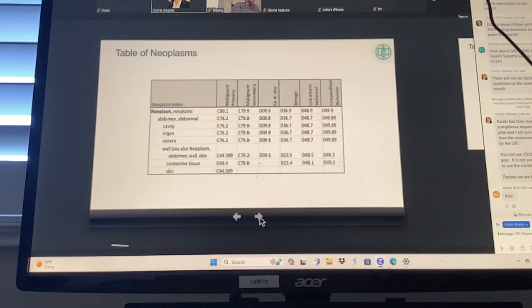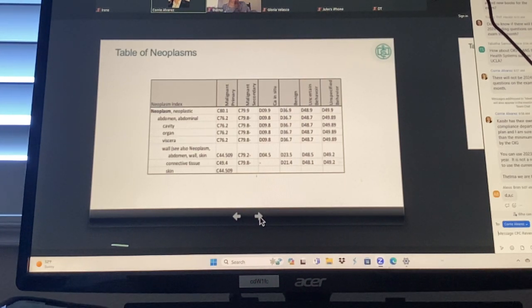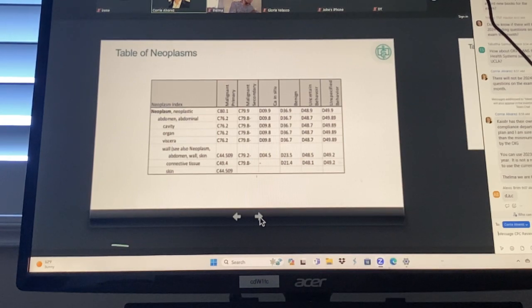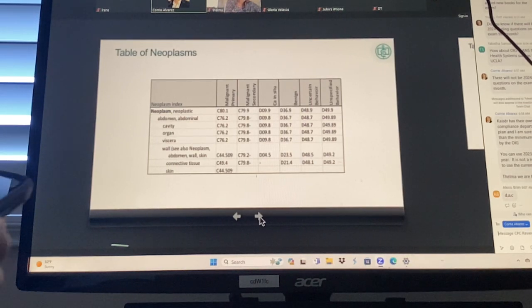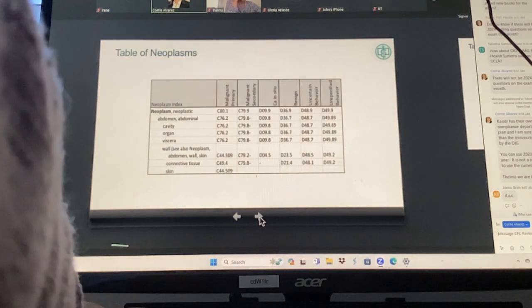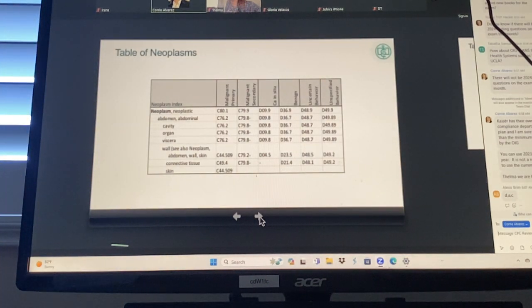In the table of neoplasms, if you turn to the first page of the neoplasm table, there's a lister there, and one thing that I think most students forget is that the first main term says neoplasm, neoplastic, and the malignant primary is C80.1. This line here is for when you don't know where the cancer is.